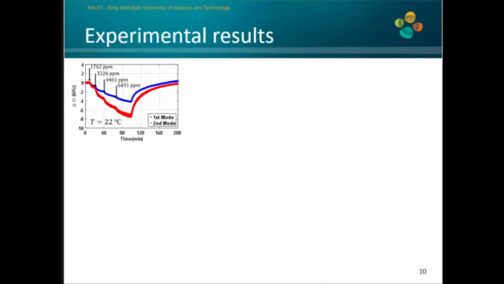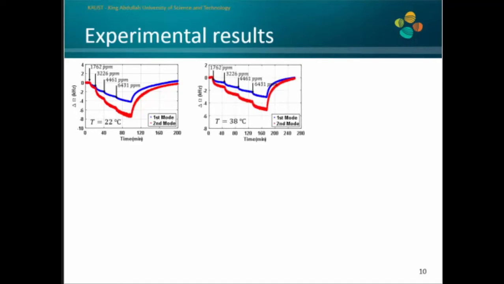Now, these are the experimental results that we will use here. So, we started our experiment by exposing our resonator to different water vapor concentrations at room temperature. As you can see here, the second mode frequency shift is higher than the first mode, which is due to the higher operating frequency that we used under the same concentration value. We can see here, after flushing the chamber with nitrogen towards the end of the experiment, we almost returned to the original state.